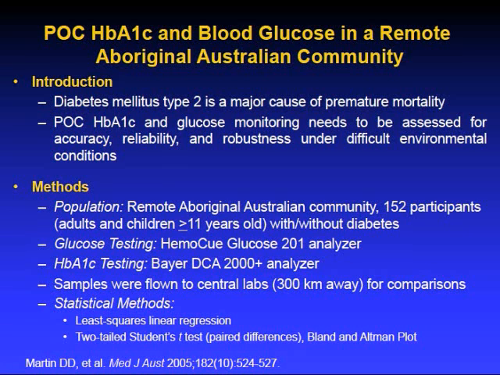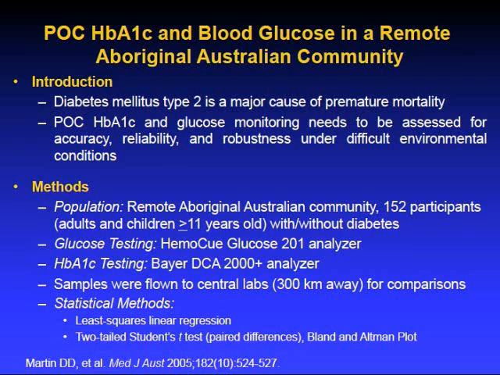In this study titled Point of Care for Hemoglobin A1c and Blood Glucose in a Remote Aboriginal Australian Community, point-of-care devices used for diagnosing and managing diabetes were assessed. Type 2 diabetes and its associated complications are the major cause of premature mortality in this community. Therefore, it is crucial for point-of-care devices to be implemented into provided medical services. But in order to be effective, these devices must be accurate and reliable in the hot and humid conditions that are characteristic of this remote location.